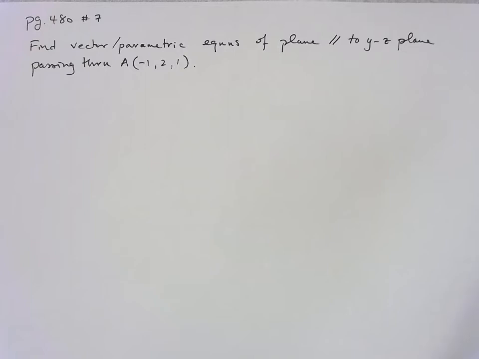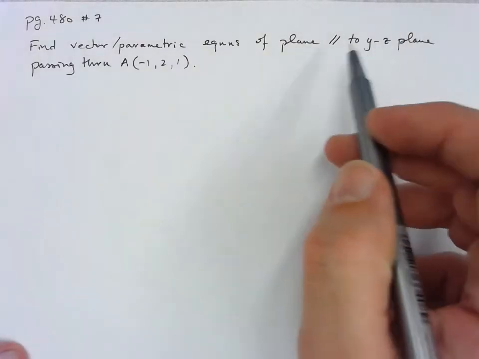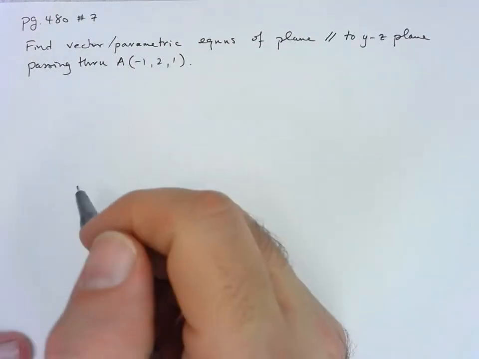Hi folks, we're going to take a look at number 7 from page 480. So they want us to find the vector and parametric equations of a plane which is parallel to the YZ plane and passes through this point -1, 2, 1.